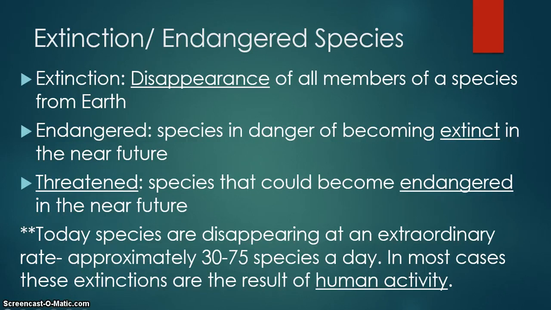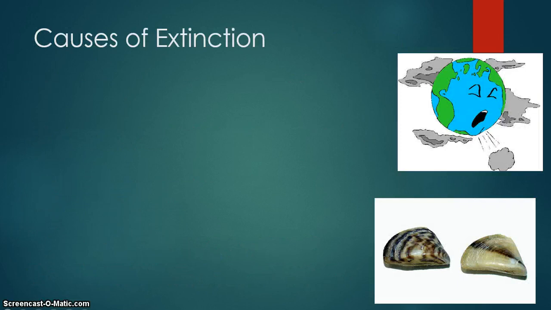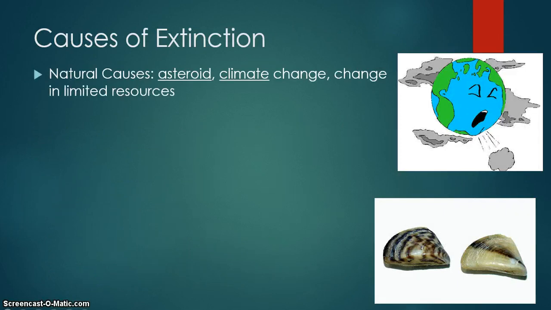Today, species are disappearing at an extraordinary rate, approximately 30 to 75 species a day. In most cases, these extinctions are the result of human activity. Some causes of extinction: there are natural causes, such as an asteroid, or climate change, or a change in limited resources.